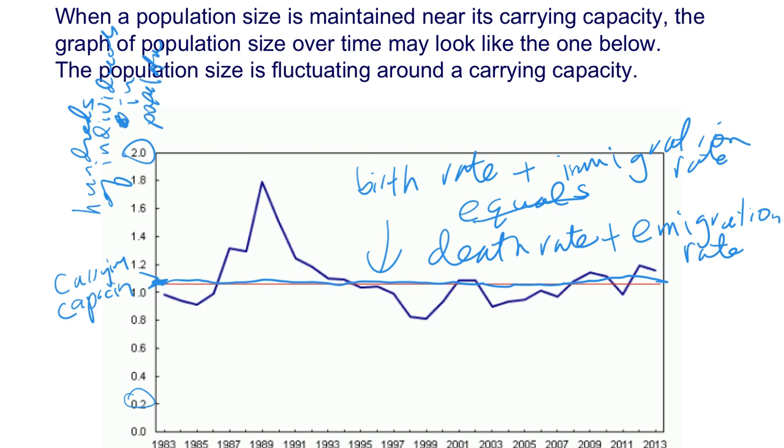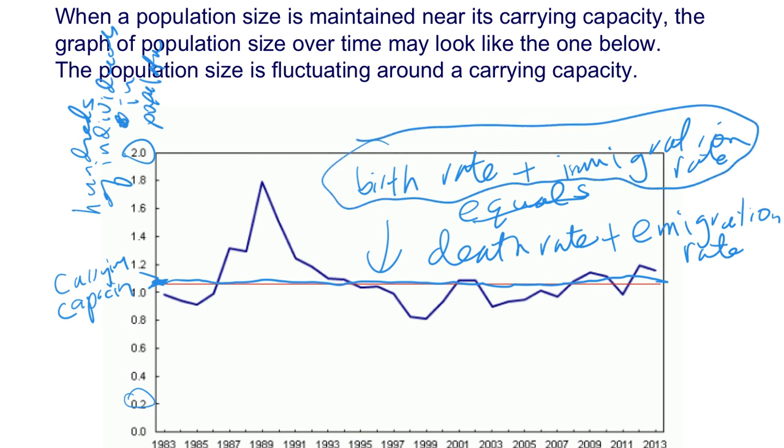Now, the population is neither growing or declining. So what does that mean? That means the birth rate plus the number of individuals moving into the area in that same species equals the rate that individuals are dying plus the rate that they're emigrating. And it stays kind of constant. But the population is at the carrying capacity of its habitat.